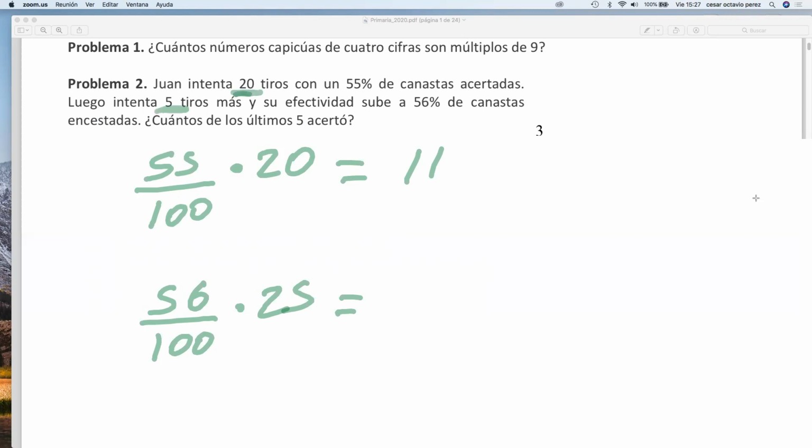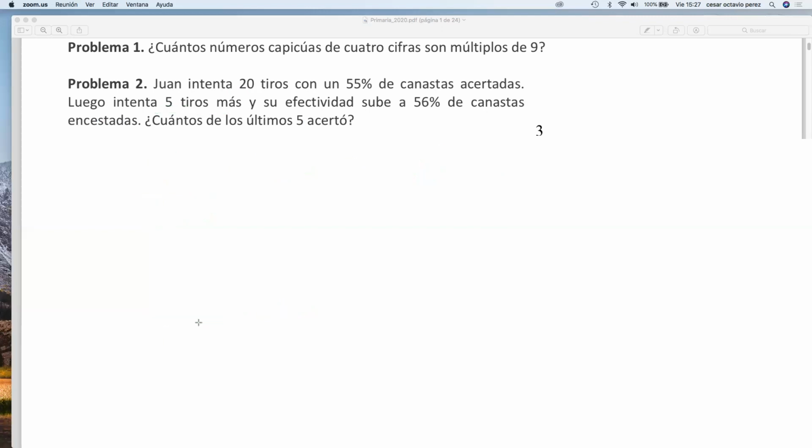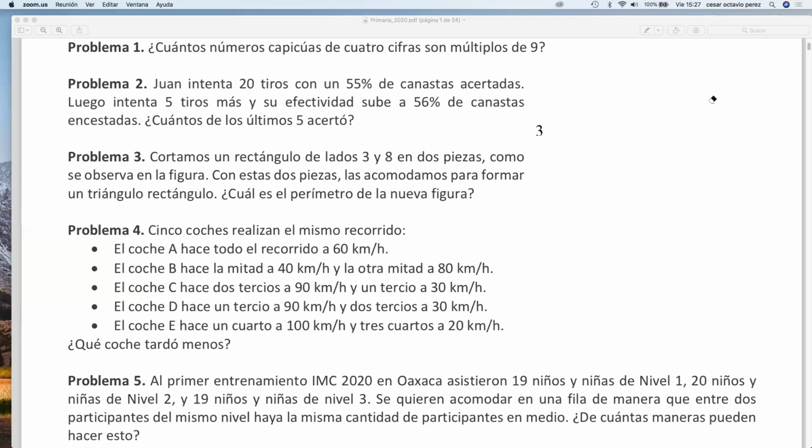If we do this multiplication, we will get 14. So he must hit 3 of these 5 throws. Okay, I think that you did something like this. Good, good. Okay, now problem number 3.